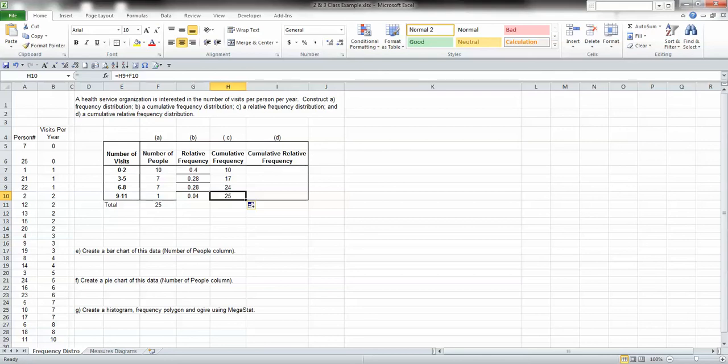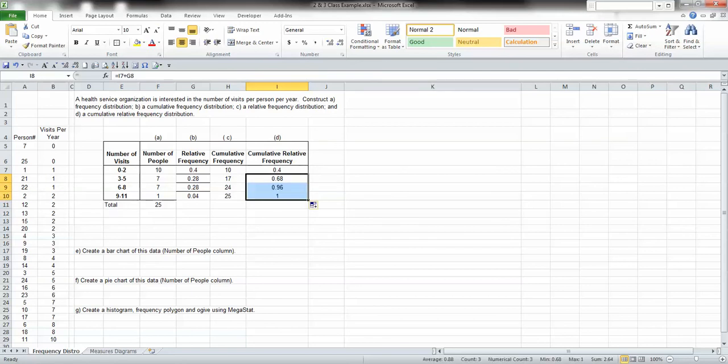Now, what we do for the cumulative relative frequency, we can do the same thing as we have done for the cumulative frequency, only now we're looking at the relative frequency. So we would take the relative frequency here, and in our next cell we would take the relative frequency rate from above plus the relative frequency in the current class.